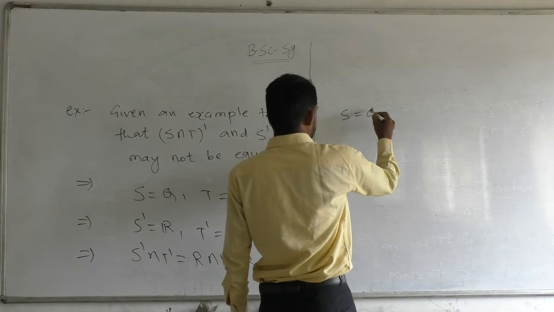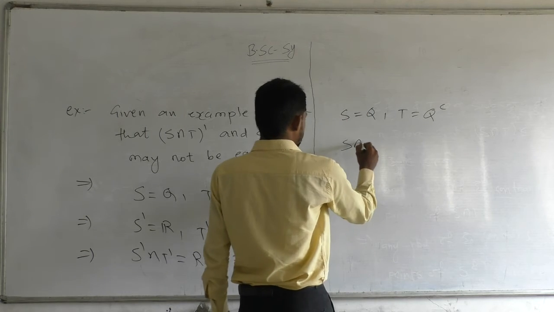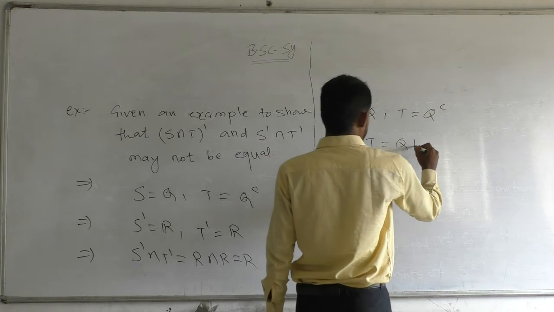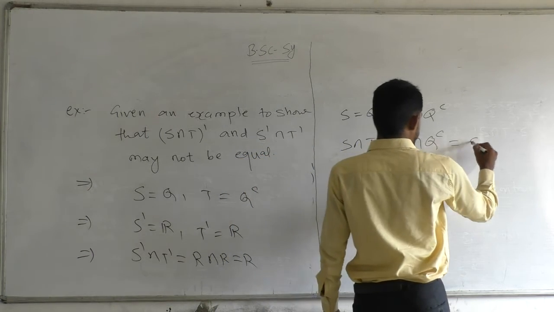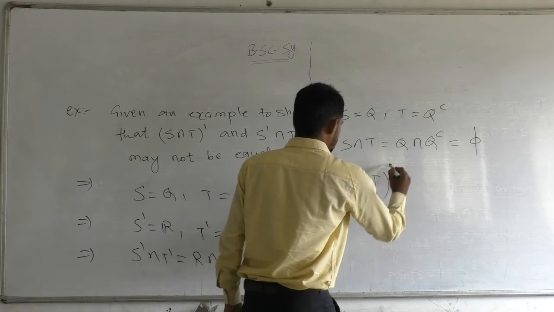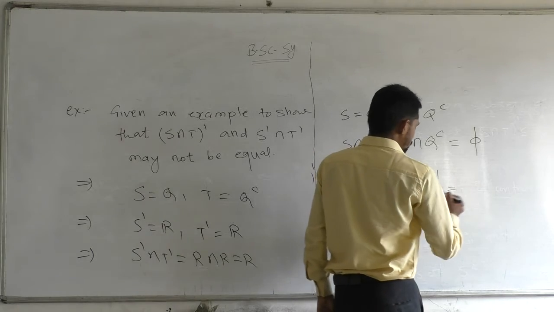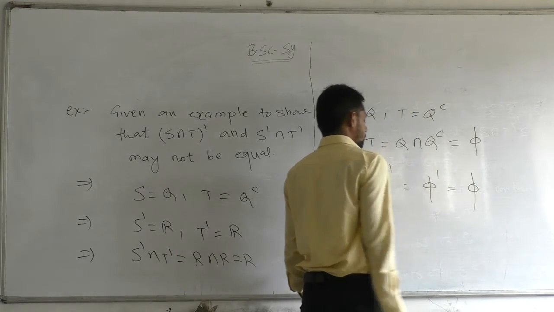Again, S is the set of rational numbers and T is the set of irrational numbers. We know that S intersection T is Q intersection Q complement, which is nothing but the empty set, and derived set of S intersection T is nothing but derived set of the empty set, which is nothing but phi.